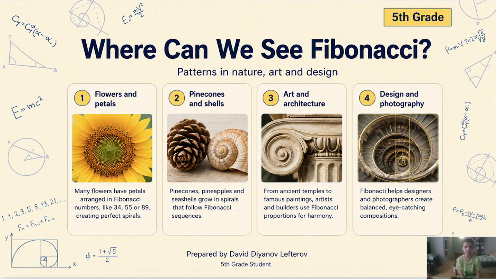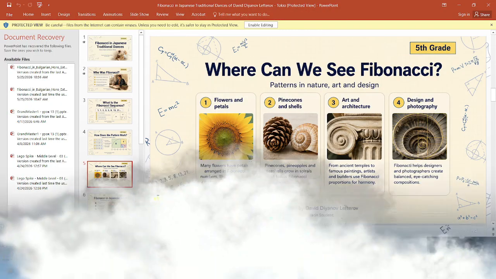Second, pine cones and shells. Pine cones, pineapples, and seashells grow in spirals that follow Fibonacci sequences. Third, art and architecture. From ancient temples to famous paintings, artists and builders use Fibonacci proportions for harmony. Fourth, design and photography. Fibonacci helps designers and photographers create balanced, eye-catching compositions.